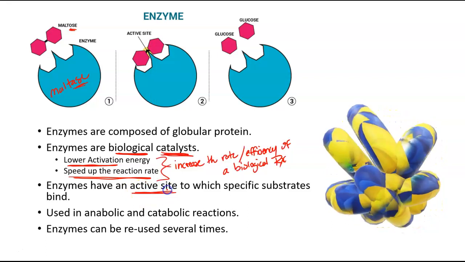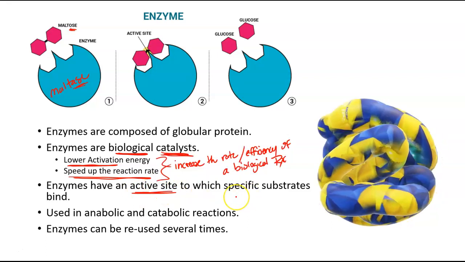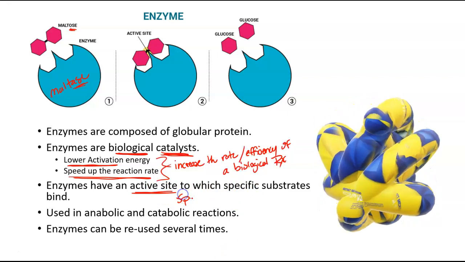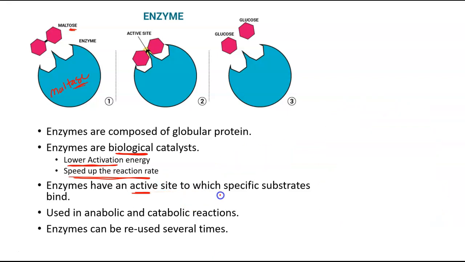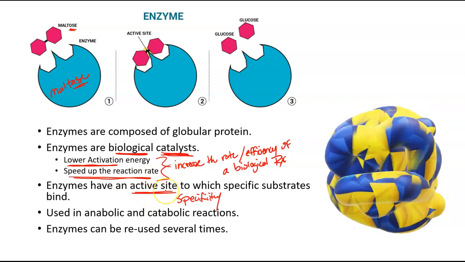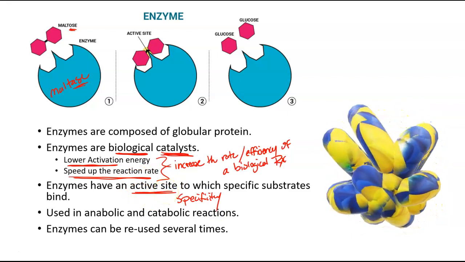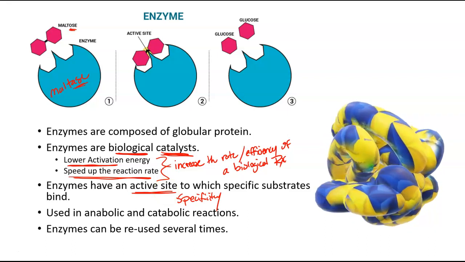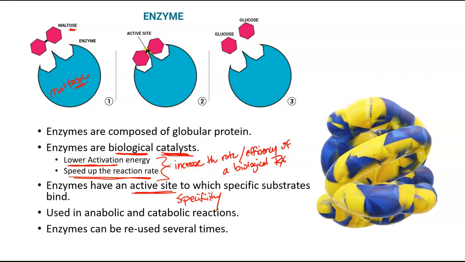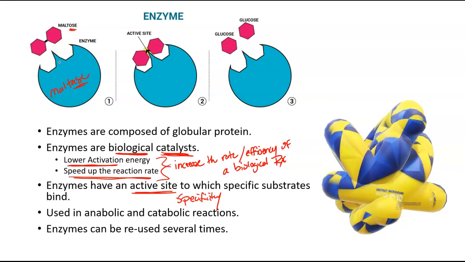Enzymes have an active site. We've already established that, and the active site has a form of specificity. Okay, so there is a specificity to the active site. The active site has to have a specific match to a specific substrate in order for the enzyme to, one, know that it is acting on the correct substrate, but also so that it has the right conformation or the right shape to initiate the reaction.